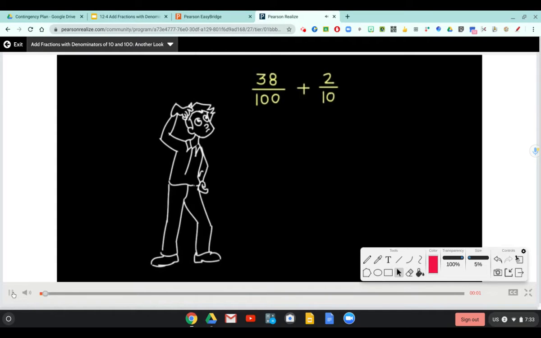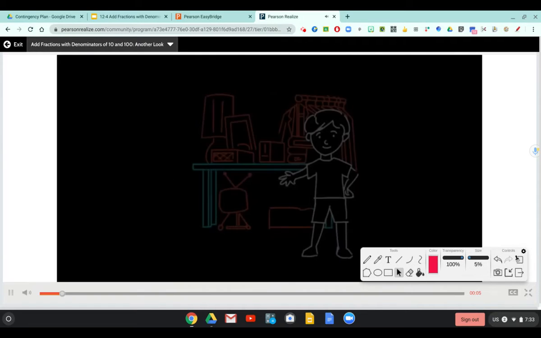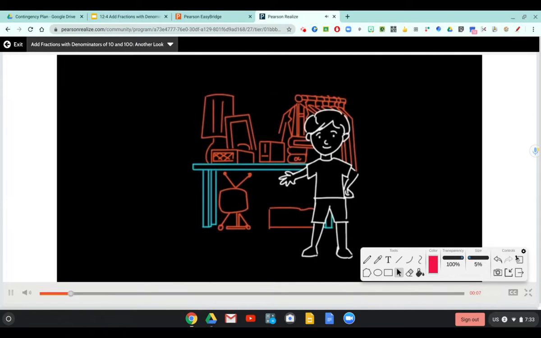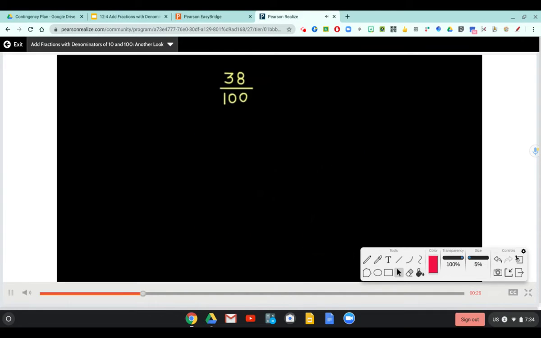Adding fractions is simple when you find common denominators. Let's use a word problem to demonstrate. In the morning, Steve sold 38 hundredths of the items in his yard sale. In the afternoon, he sold another 2/10 of the items. What fraction of the items did Steve sell? To find the total amount Steve sold, we need to add 38 hundredths and 2/10.